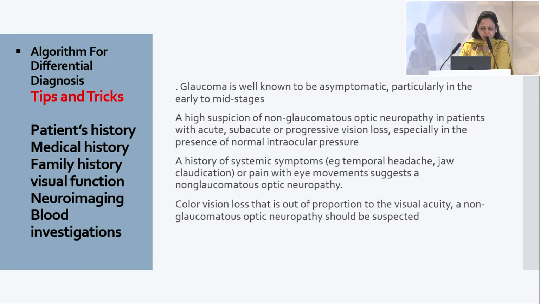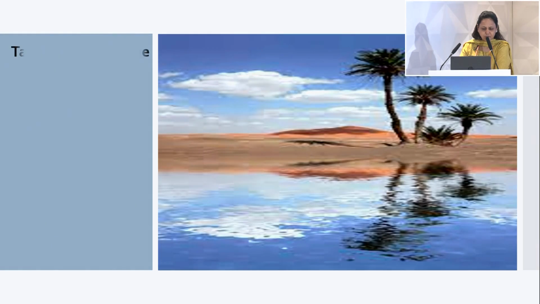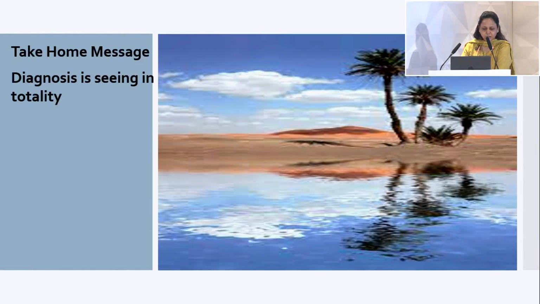And at the last, I would conclude saying that the algorithm for the differential diagnosis of glaucomatous and non-glaucomatous cupping would be the patient's history, medical history, family history, visual function, neuroimaging, and blood investigations as well. So the take-home message would be: diagnosis is seen in totality. Thank you very much.